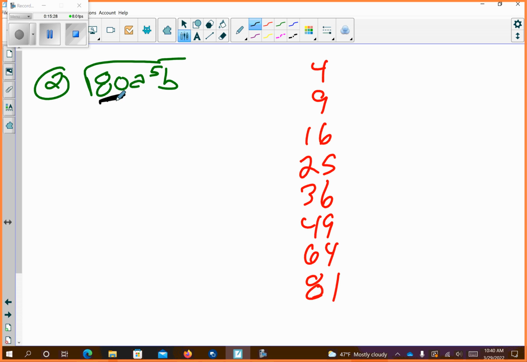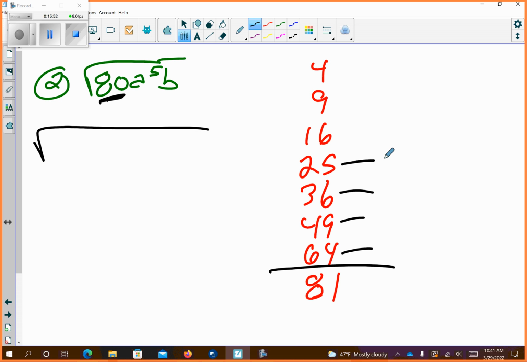So let's think about 81 or root 80. Which number is going to work to multiply together to give me 80? Will 64 times the number work? Will 49 times the number? Will 36 times the number? Let's see, 36 times 2 is 72. 36 times 3 is too big. What about 25? Would that work?